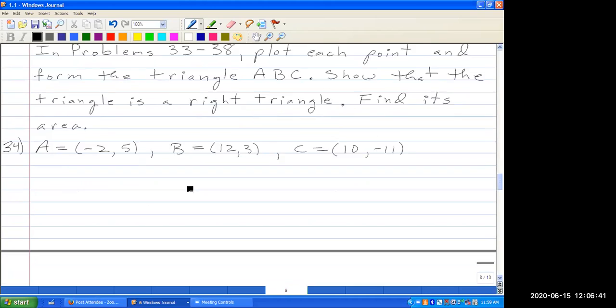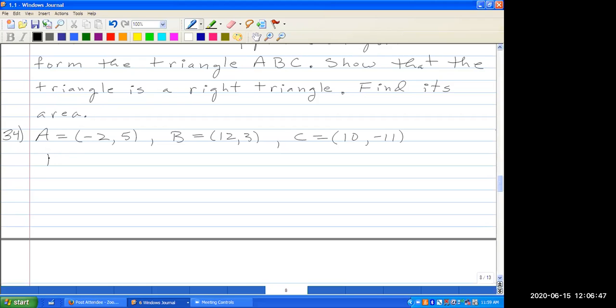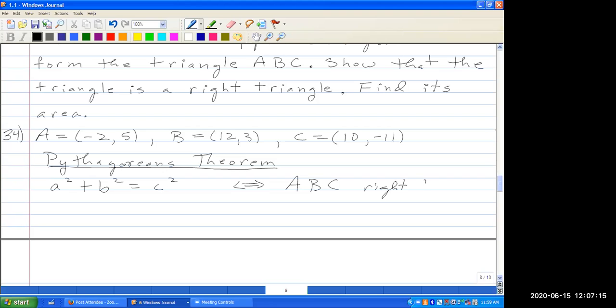Remember that to show that it's a right triangle, I want to use the Pythagorean theorem. So I want to show that a squared plus b squared equals c squared. And that means that ABC is a right triangle. Of course, to figure out each of those, I'll have to use the distance formula.